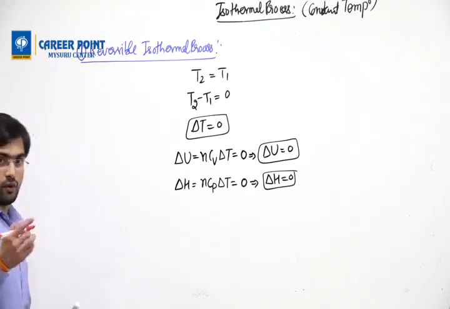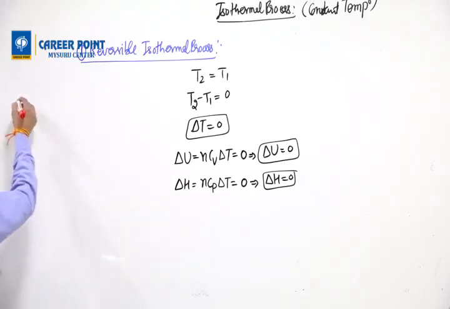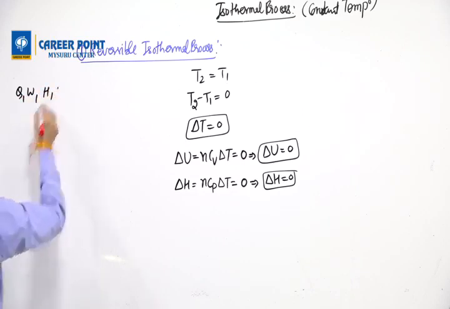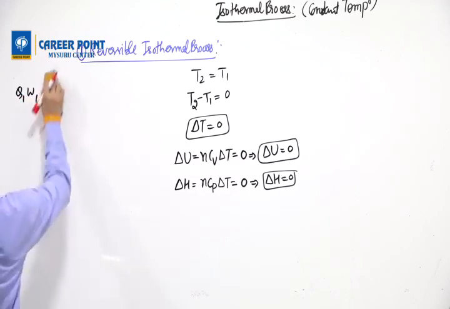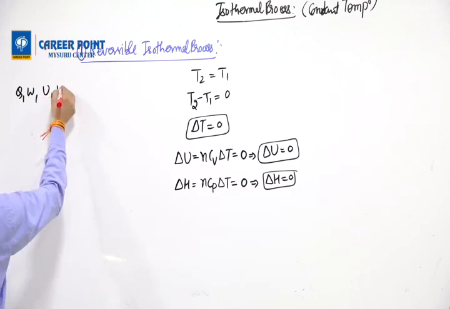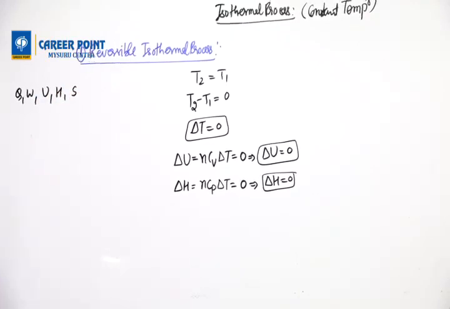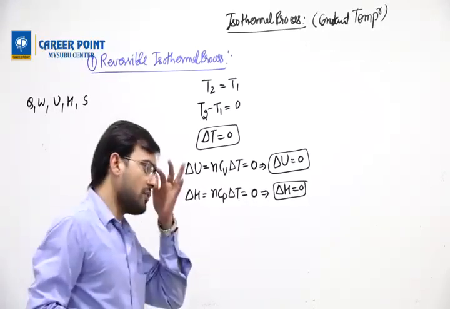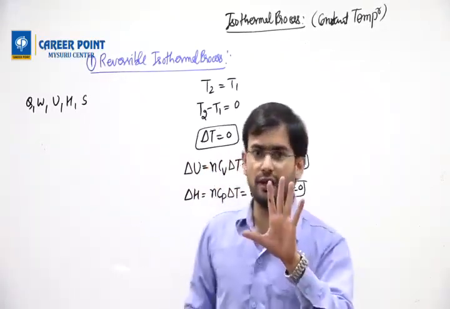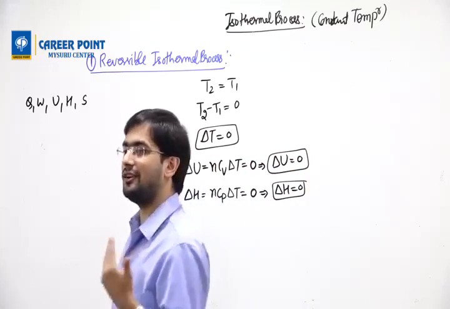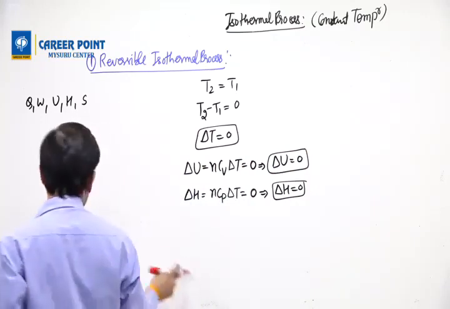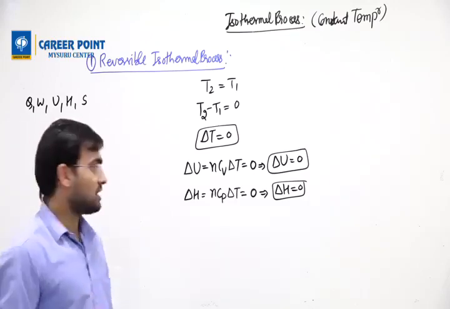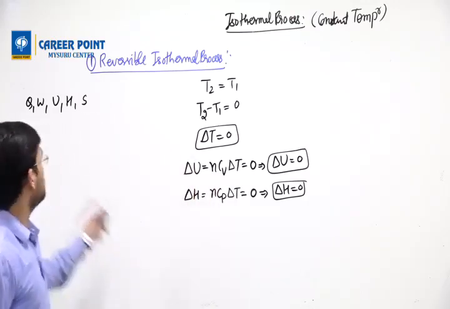So in these processes, the things we have to find out are Q, W, U, H and S. There are these 5 things we'll find out. G generally is not found in all processes. We only try to find 5 variables. G will be found in very rare cases. Only one formula is applicable: delta G equals delta H minus T delta S. So that's why we will not do delta G for all the processes. We will do only 5.